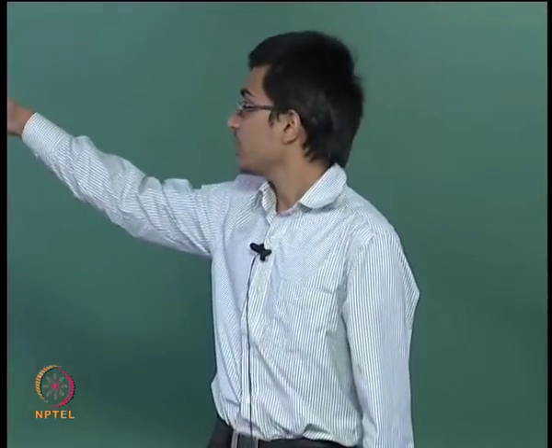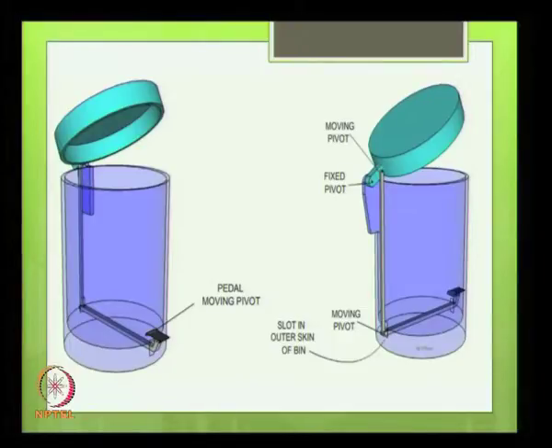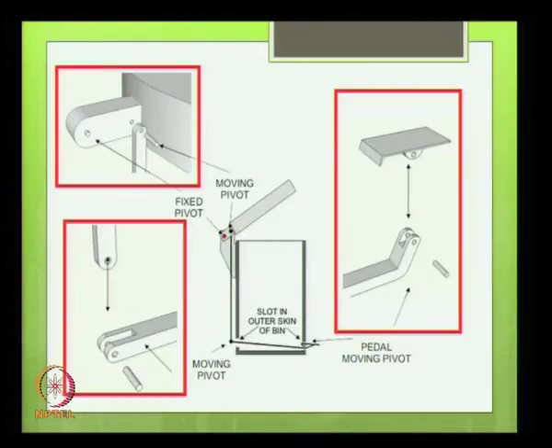Today I am going to present the pedal mechanism used in a pedal dustbin. This is the 3D model of a pedal dustbin. Please have a look at the major parts of the mechanism. A pedal mechanism consists of several linkages and pivots, either moving or fixed pivots, linked together to allow a specific motion.